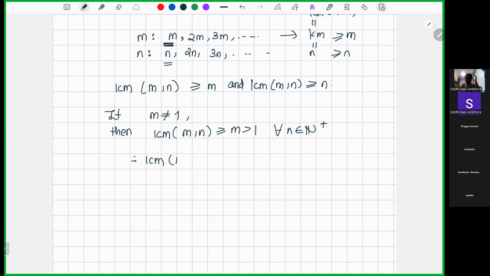So therefore, LCM of m and n is not equal to 1 for all m not equal to 1, positive. Exactly. So as Santosh said, if m and n are not equal to 1, LCM will always be greater than 1, because at least one of them is greater than 1. Okay, so LCM, if I want to calculate it for some number with some other number where one of them is not equal to 1, the LCM would always be greater than 1.